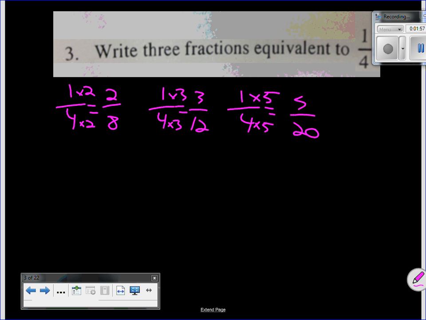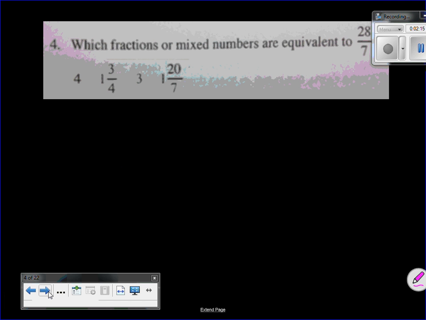Answers I will not accept on your test: 10 over 40, 100 over 400. I'm not going to accept these answers, okay? I want you to actually multiply by single-digit numbers to get some equivalent fractions.